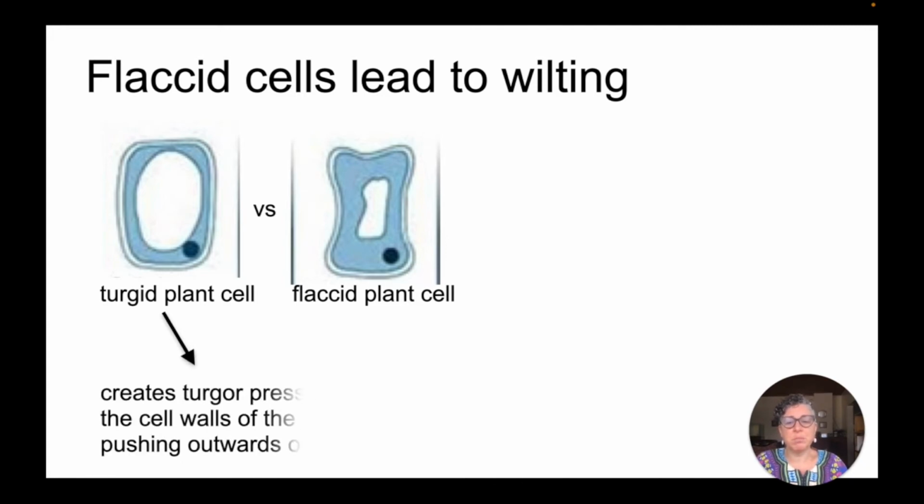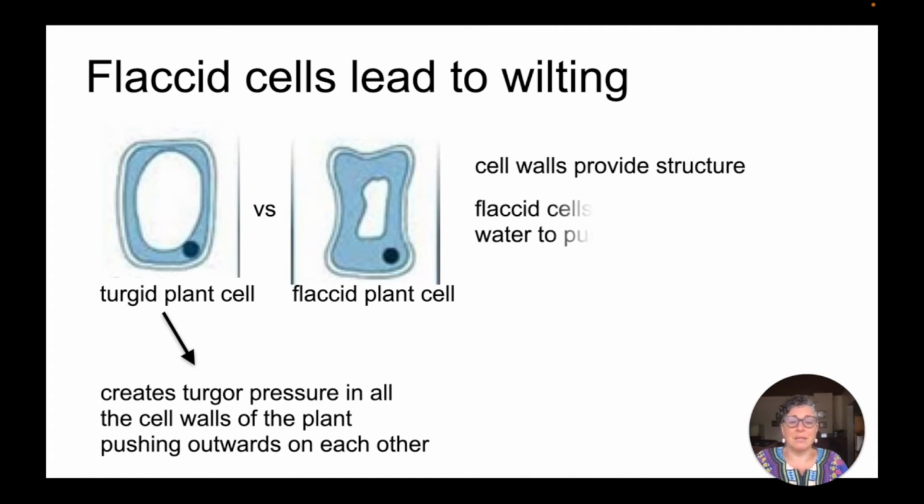So a turgid plant cell is going to create something called turgor pressure in all the cell walls of the plant, and they're all going to be pushing outward on each other. And because the cell wall is so rigid, it's actually going to make the plant stand upright. So obviously a plant that is full of water is going to have all of these turgid cells and therefore stand upright. However, when we have plant cells that do not have enough water in them, they're going to be flaccid. So they're not going to have turgor pressure, and therefore the plant will not be able to stand upright.